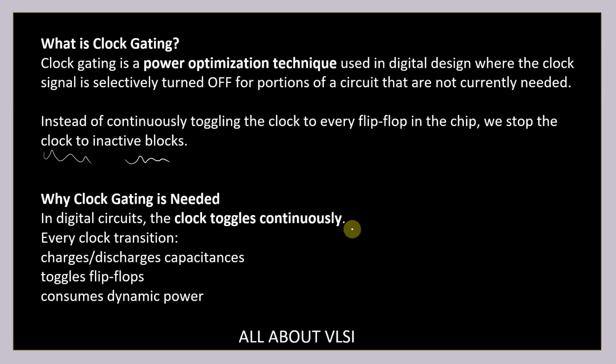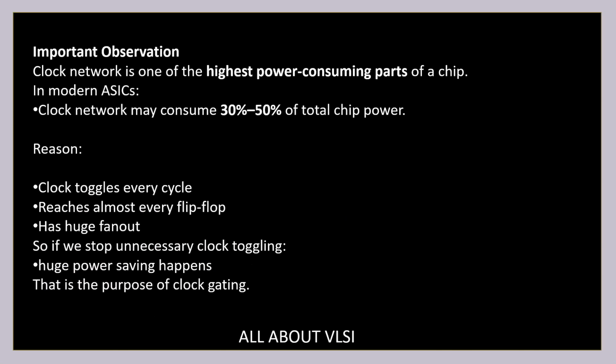Because in digital circuits, the clock is going to toggle continuously, and for every clock transition, there is a charging or discharging of the capacitor that will definitely consume some dynamic power. So this we want to optimize. That's the reason we are going to use clock gating.